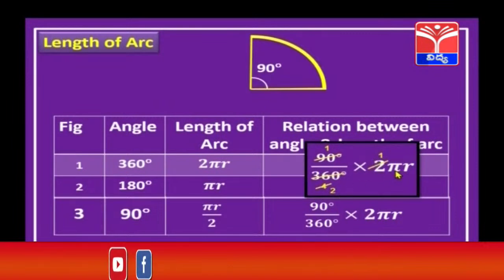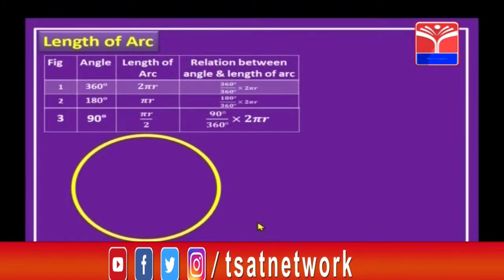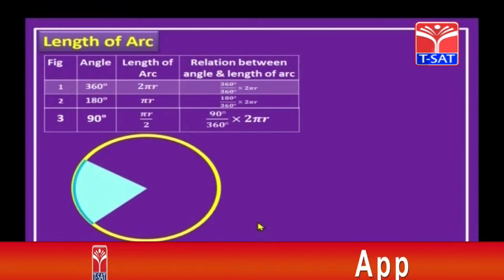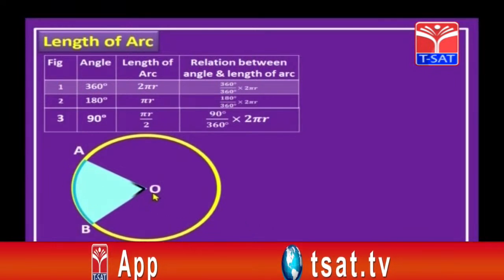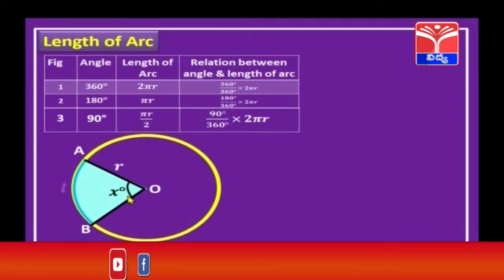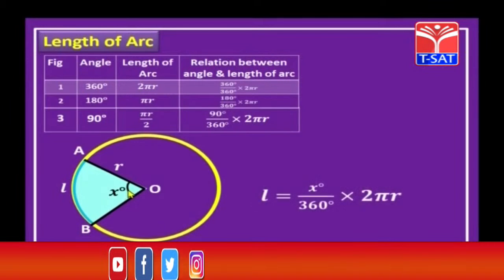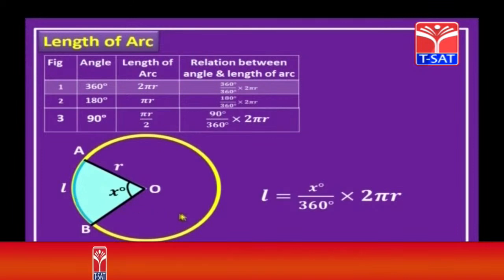You are left with pi r by 2. So this is how we get the same answer, children. Okay. Now let us consider a circle, again an arc subtending an angle at O, and r is the radius, and the angle subtended at the center is x degrees, and L is the length of the arc. Then what is the formula, children, to find the length of the arc?